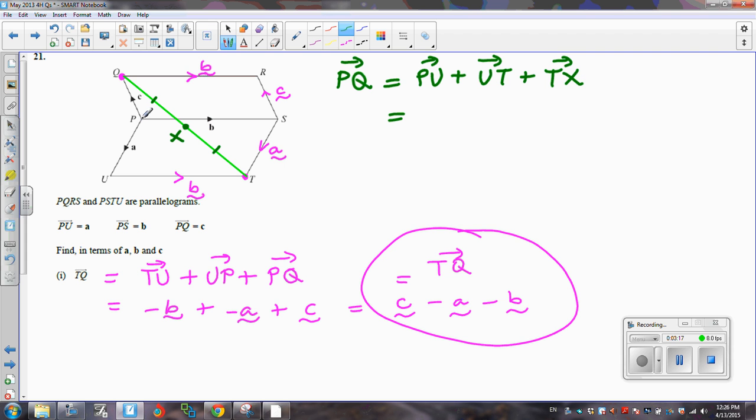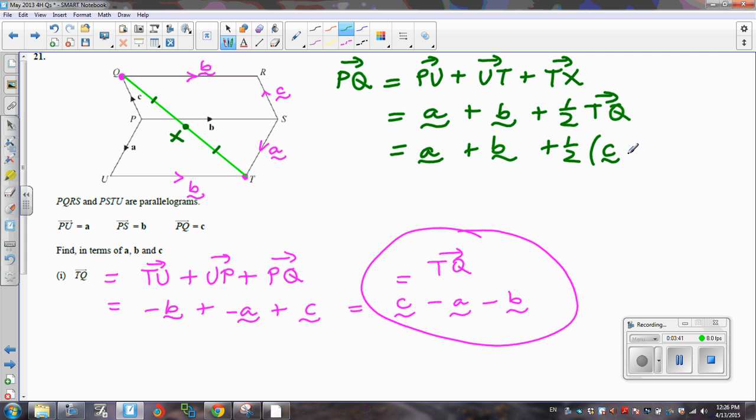Okay, so the vector PU, well, that's A. The vector UT, well, that's B. Now this TX is actually just half of TQ. So the vector that goes from T to X is half the vector TQ. So it's going to be A plus B plus a half of this vector that we found earlier, which is C minus A minus B.